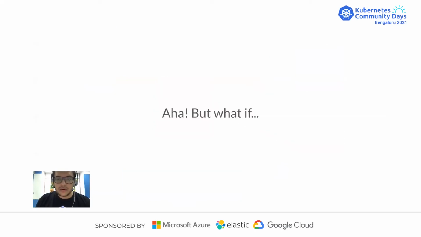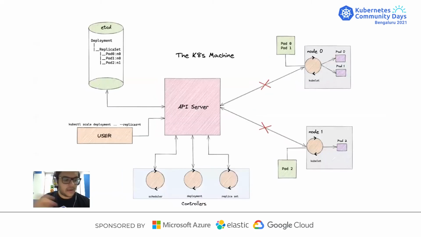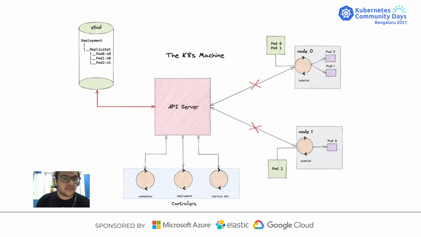Now, let's say the user says that I want to scale up, I want to scale out, and I want 4 replicas of my pods now. So the API server will edit the deployment. Now the deployment controller will see that the deployment has been edited and the new desired state is not matching my current system state.